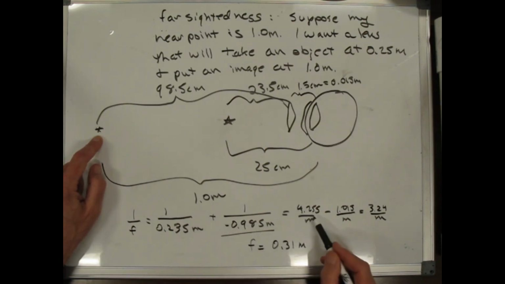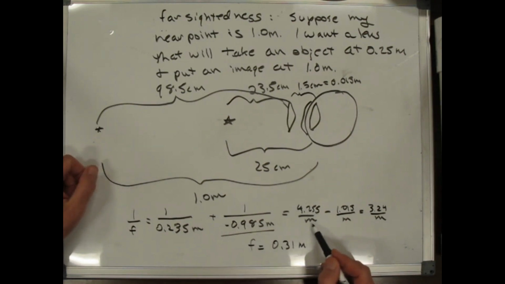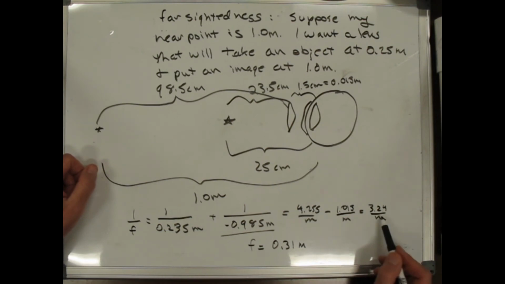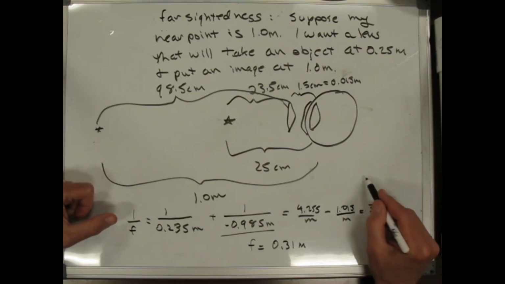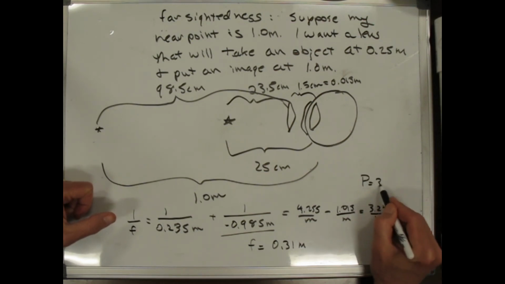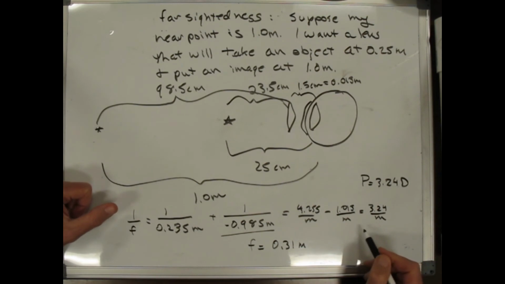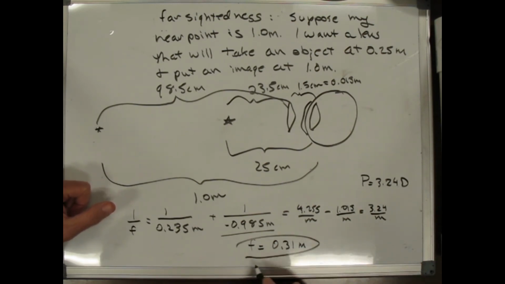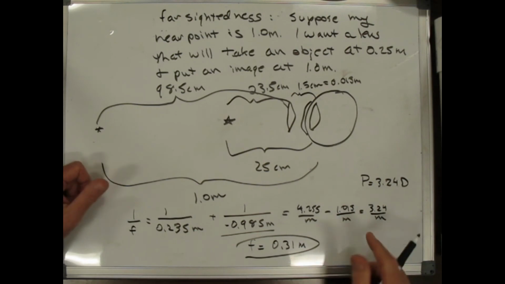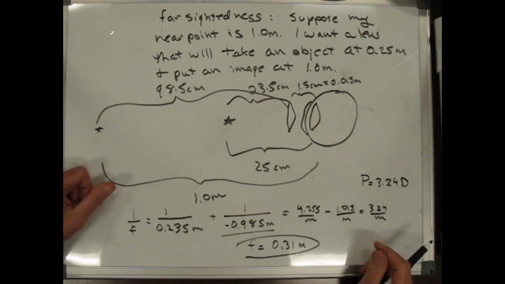And so if I evaluate these two, I get 4.255 over 1.015. So 1 over f is equal to this. That's actually the power. So I could say the power is 3.24 diopters, that's the same thing as per meter. Or the focal length. Notice this is a positive focal length lens. It's a converging lens. And the other one, in the nearsighted example, was a diverging lens.